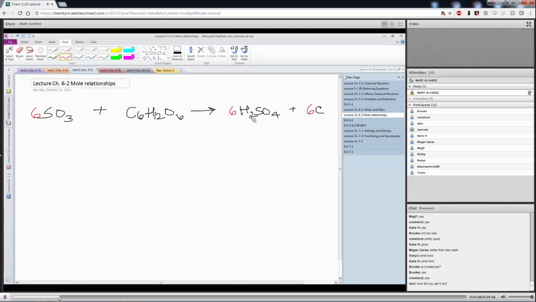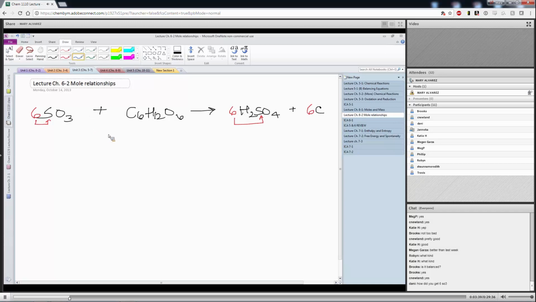I balanced the carbons first, and then I balanced the hydrogens second. When I balanced the hydrogens, I discovered that I had 6 sulfur atoms on the right-hand side, and that's why I put the 6 in front of the SO3 on the left-hand side, to make sure I had the same number of sulfur atoms on both sides. Good question. For this one, I probably should have waited to balance the carbon last because it could be anything, but it's also a good idea to do the oxygens last because they appear in more than one place.